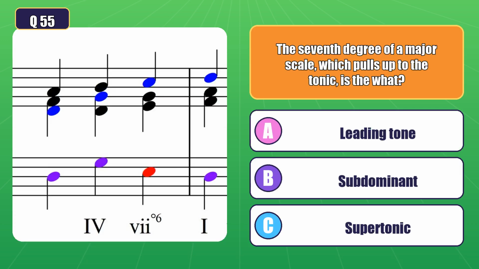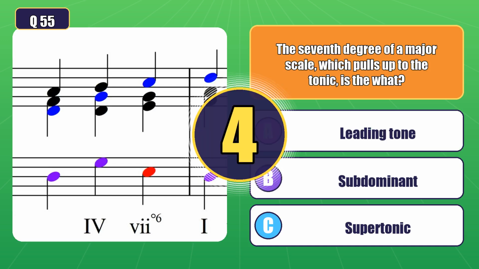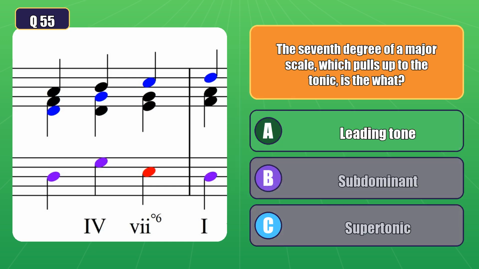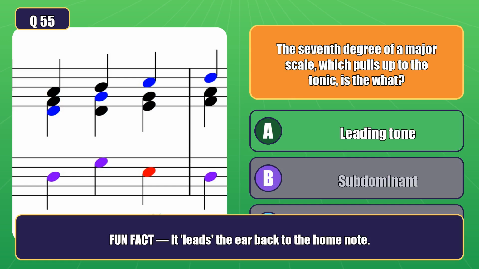Question number 55. The 7th degree of a major scale, which pulls up to the tonic, is the what? The answer is leading tone. Fun fact, it leads the ear back to the home note.